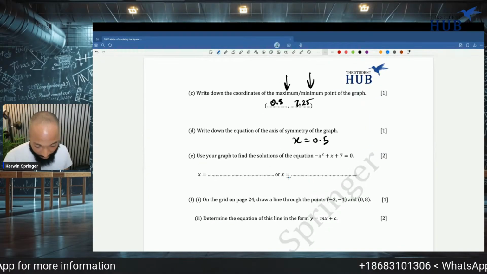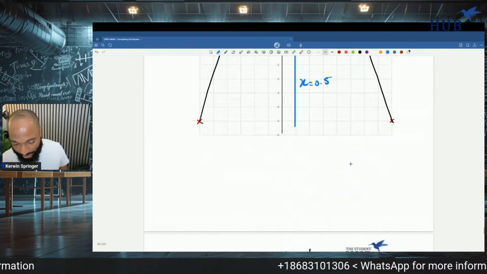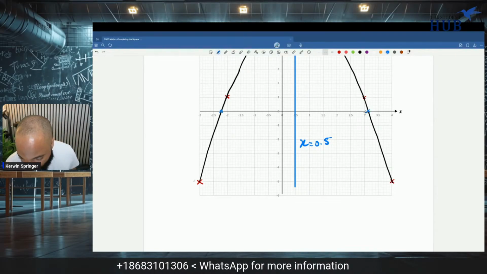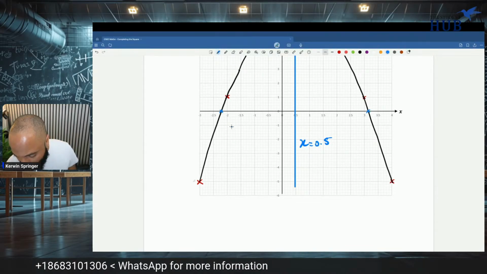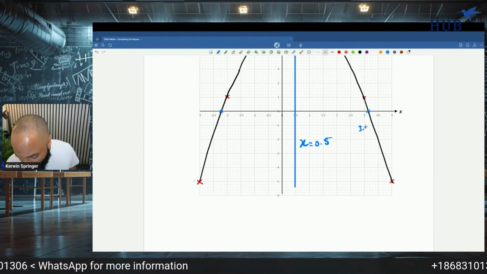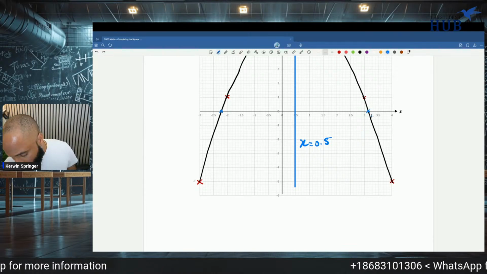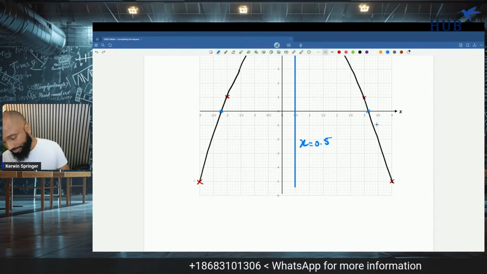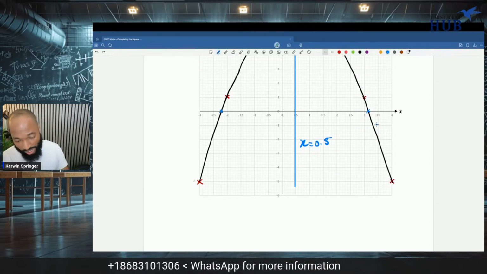Use your graph to find the solutions. Solutions are this point and this point. They're supposed to be pretty symmetrical, right? So I'm predicting that this was actually 3 point... Shucks. I don't know what it was.